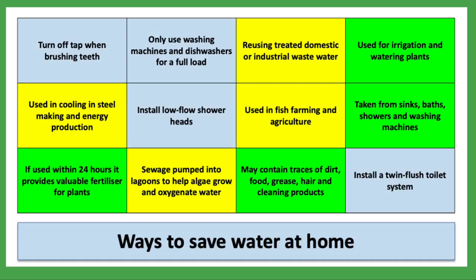Let's have a look. We've got turning the tap off when brushing teeth, only using washing machines and dishwashers when they are full, installing a low flow shower head or installing a twin flush toilet system. And of course, they are all ways to save water at home. If you worked that out, then well done.